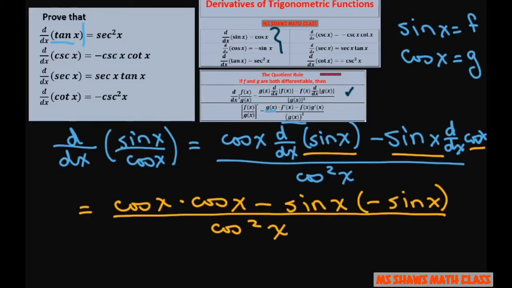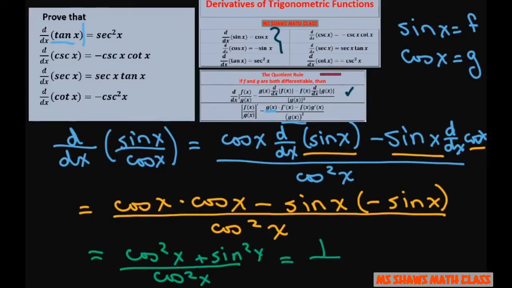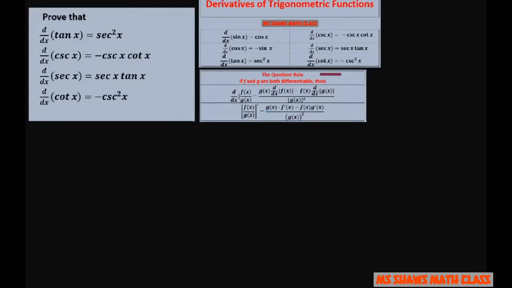So this is going to give us cosine squared of x plus sine squared of x, divided by cosine squared of x, which equals 1 divided by cosine squared of x, which equals secant squared x, based off our identities. So there's the first one, and that's the goal. And the other ones follow suit, so you might want to try them on your own.